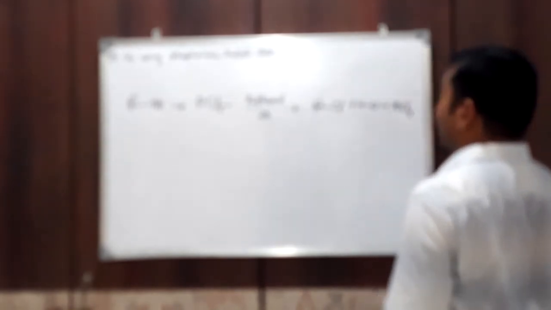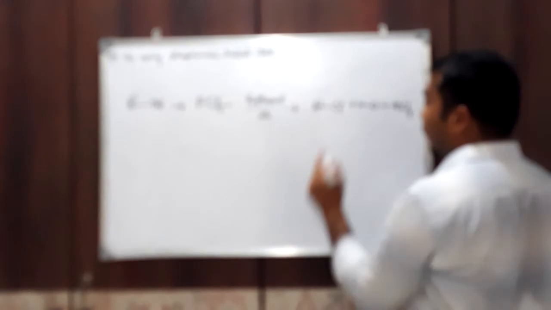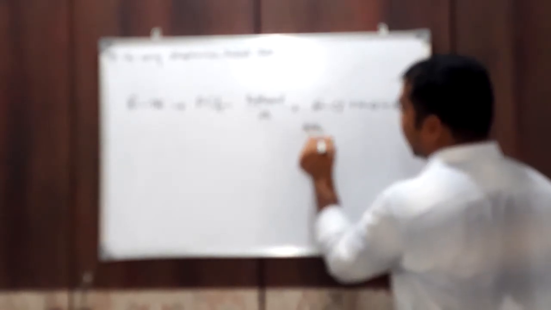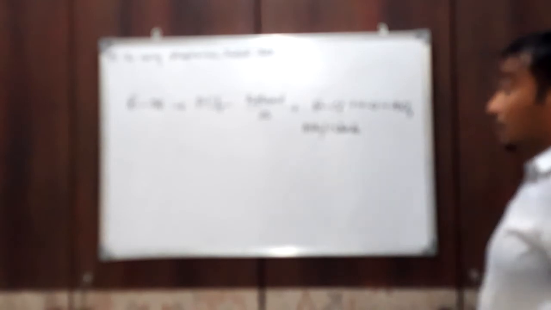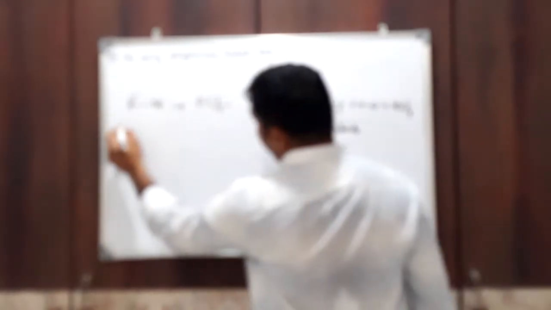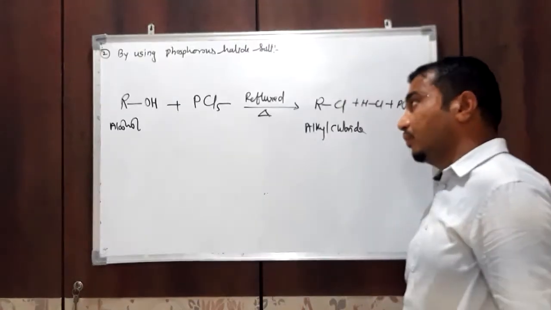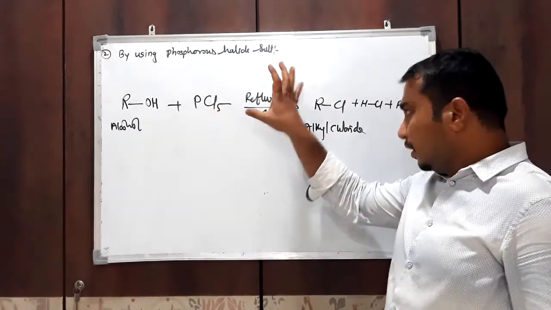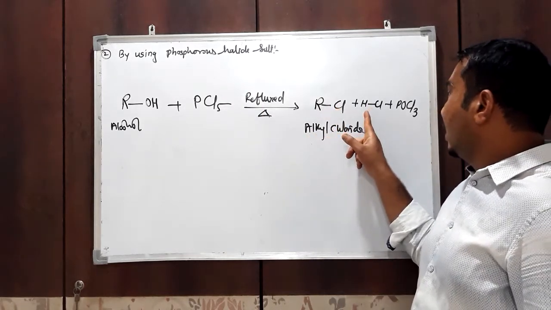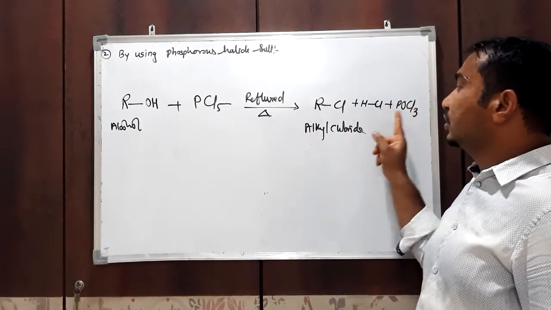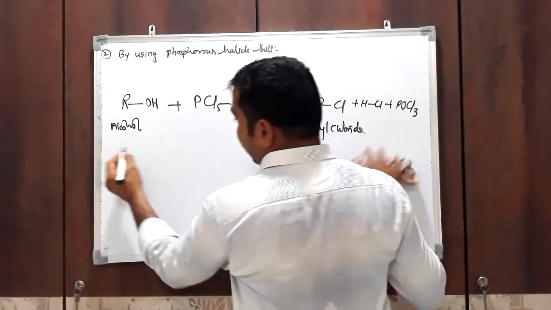Okay, this is alkyl chloride. In this method, the alcohol is reacted with PCl5, or refluxed with PCl5. You will get alkyl chloride, HCl and POCl3.